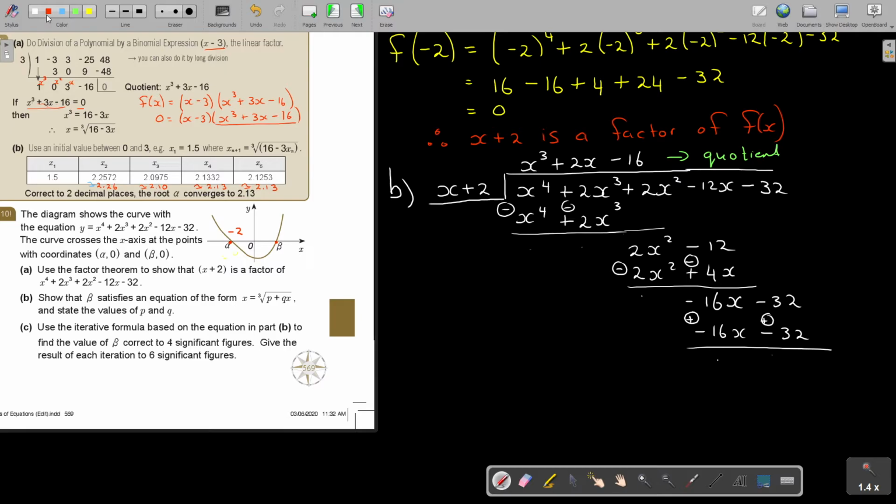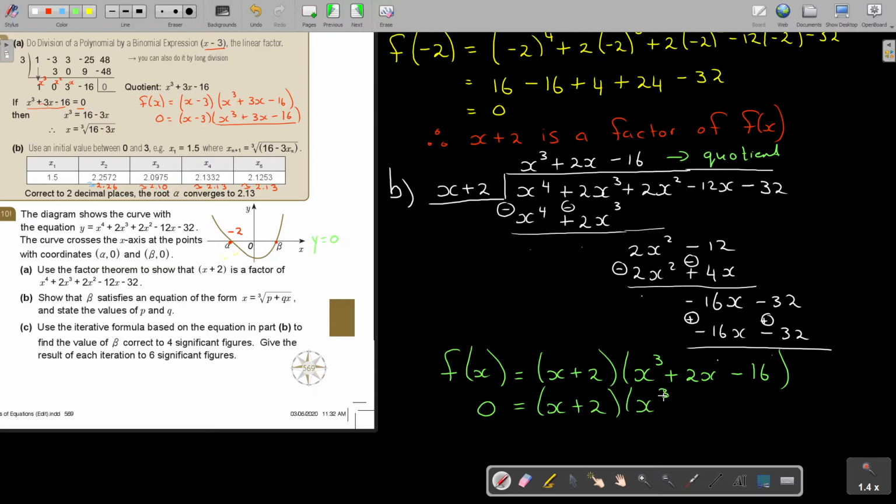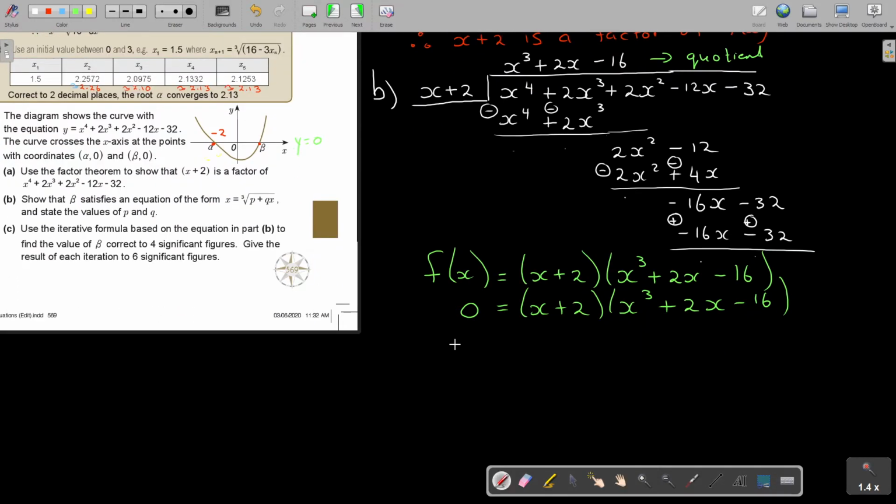I can basically write it like this. Okay, so if I have f(x), I just want to show you, then I will have the x plus 2, and I have the extra, the quotient. Because if I multiply it out, I will get that again. Now, where it cuts the x-axis, y is equal to 0. So I'll just show you why I put that equals. That basically indicates that either this is 0 or this is 0. And I want to come to that or. So I have x to the power 3 plus 2x minus 16 equals 0.